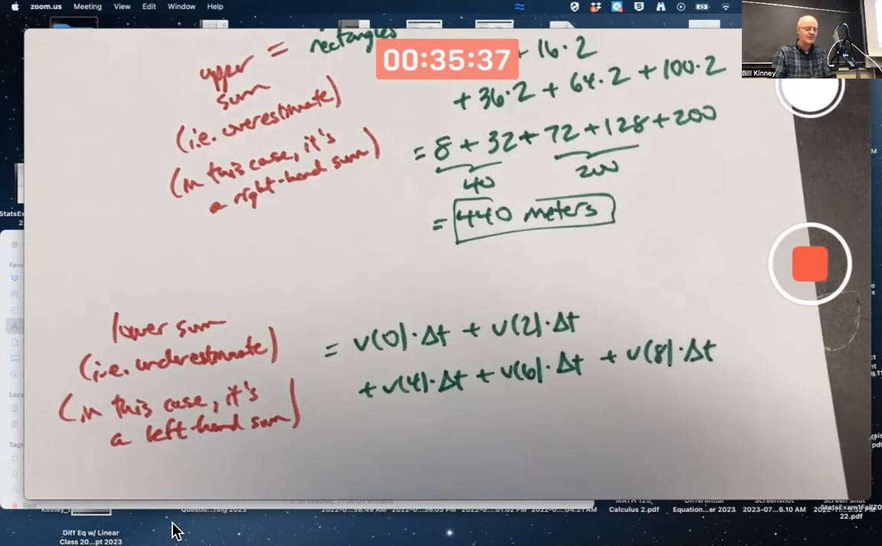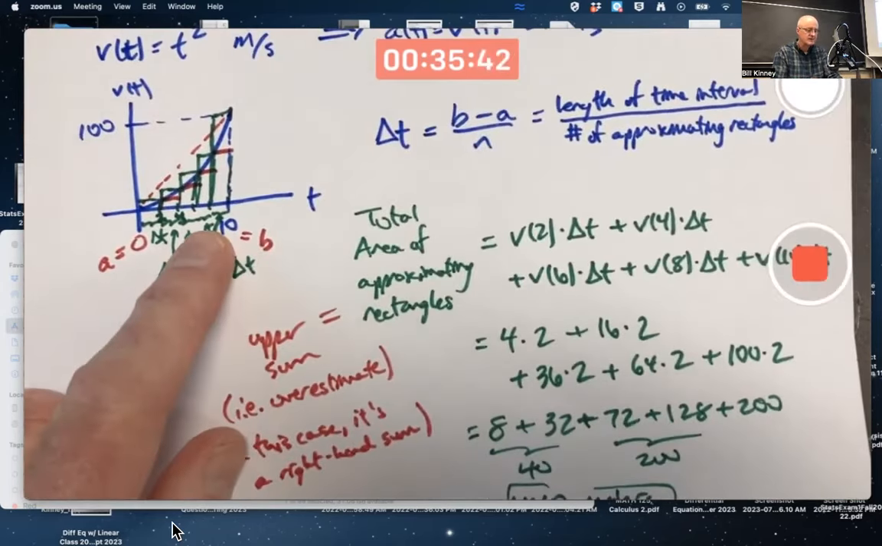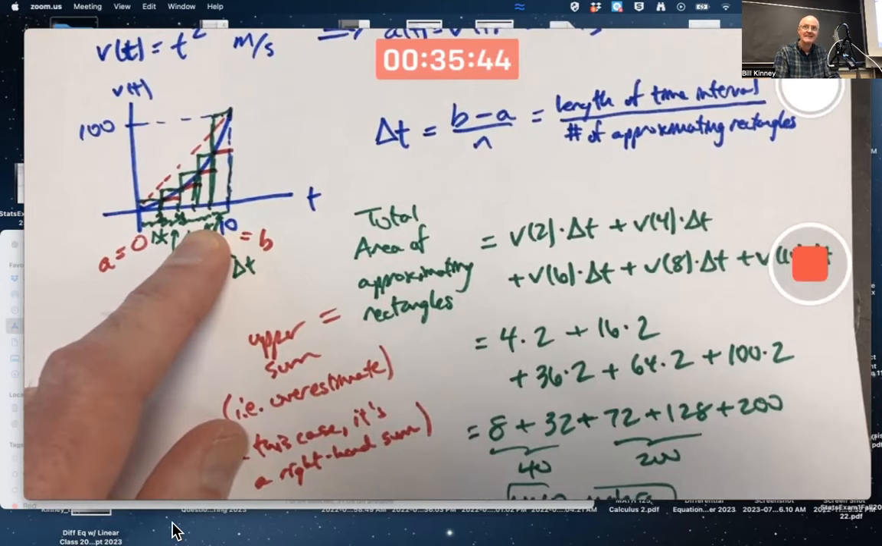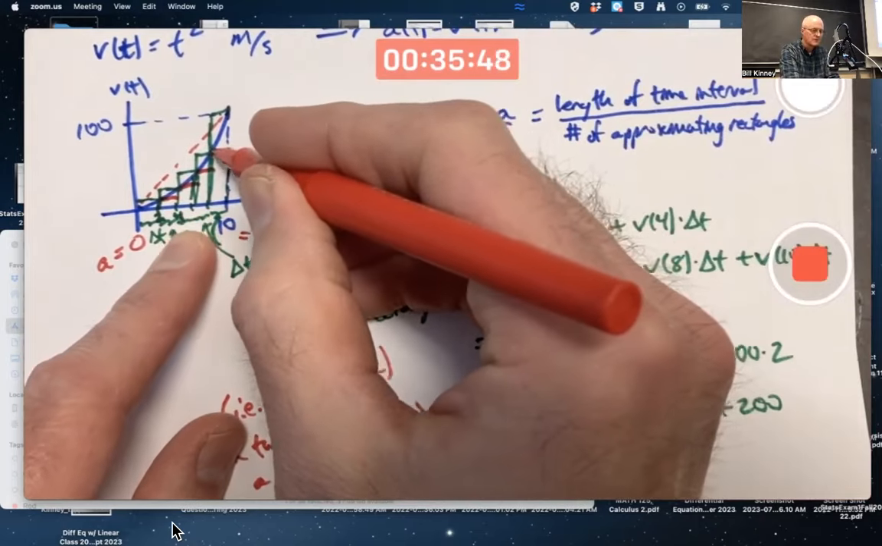Why is v of 8 times delta t the last term? Because this last subinterval goes from 8 to 10. The left endpoint is 8. You would use that to determine the height of this last rectangle, whose top is right there.